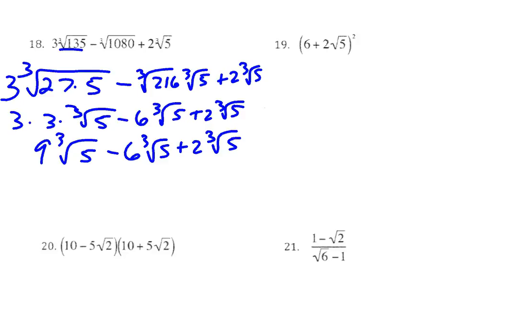And now they're all like terms, so I just put the front numbers together. 9 minus 6 is 3. 3 plus 2 is 5. And you don't do anything to the inside, so it's 5, third root 5.